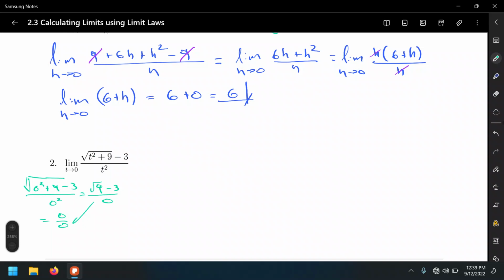However, here we have radicals. So this is what we're going to do. For this situation, we're going to multiply numerator and denominator by the conjugate.